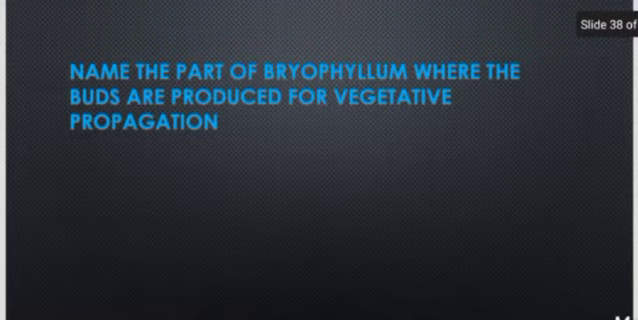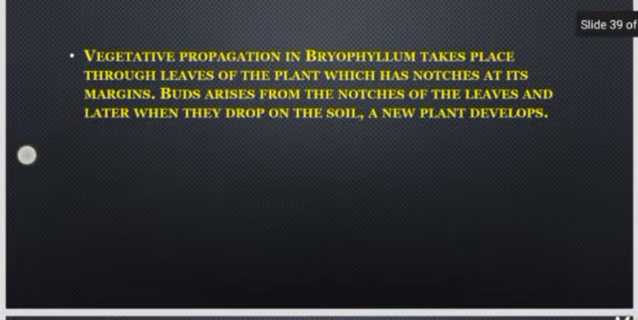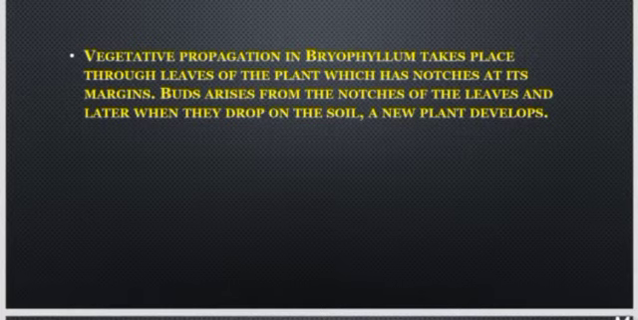Here we will be discussing the question paper which was asked in the year 2016 from the same lesson, how do organisms reproduce? The first question: name the part of bryophyllum where the buds are produced for vegetative propagation. Vegetative propagation in bryophyllum takes place through leaves of the plant, which have notches at the margin. Buds arise from the notches of the leaves, and later when they drop on the soil, a new plant develops. So it's a method of vegetative propagation through leaves.